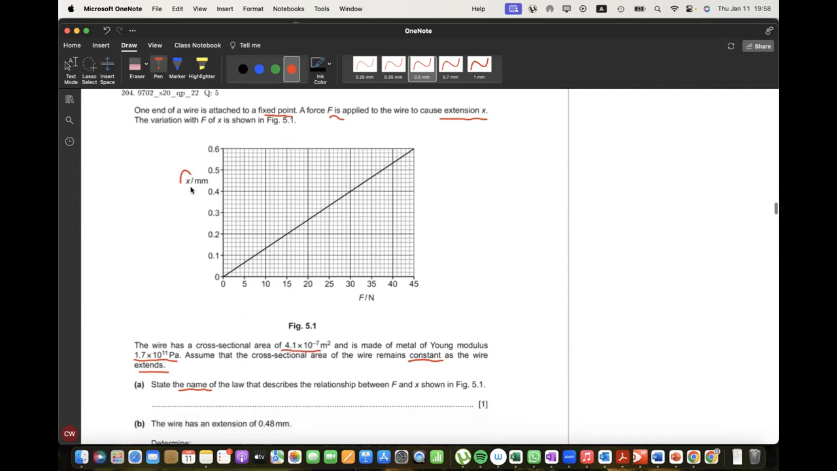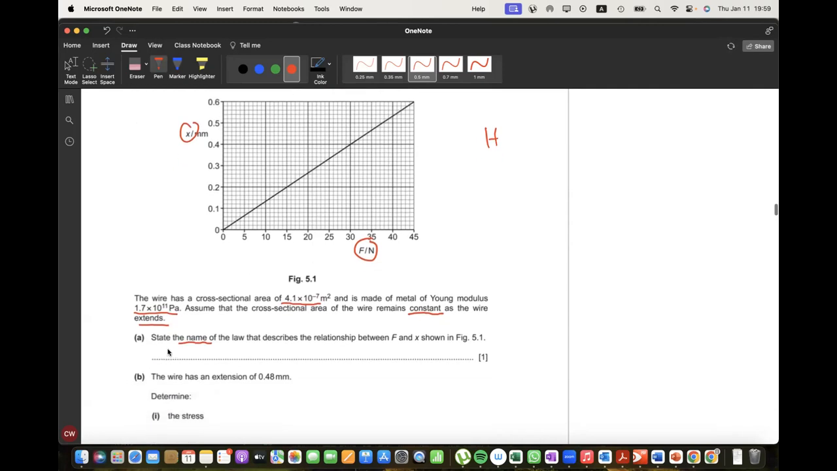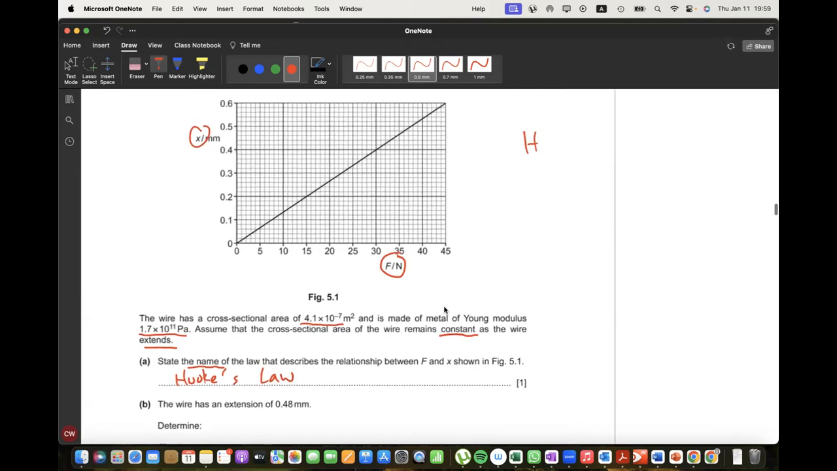What is the name of this law? Force and extension. What law is it? Start with H. Hooke's law, correct. It's called Hooke's law.